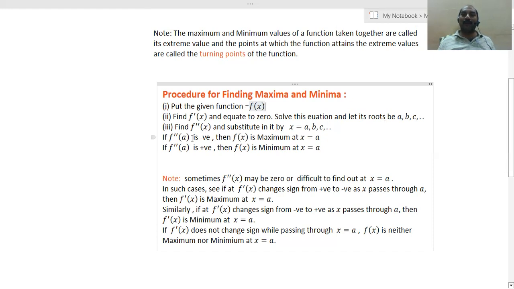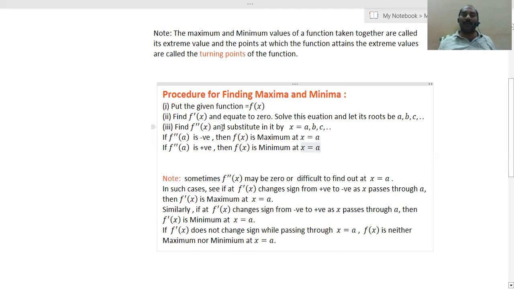If f double dash a value is less than 0, that means negative, then we say that the function is said to have a maximum at the point x equal to a. The maximum value is f of a. If f double dash a is positive, then f of x is said to have a minimum value at x equal to a. The corresponding minimum value is f of a. After verifying at x equal to a, next we start with x equal to b. At x equal to b, substitute b in the second derivative.